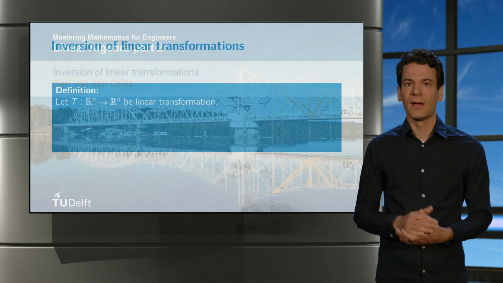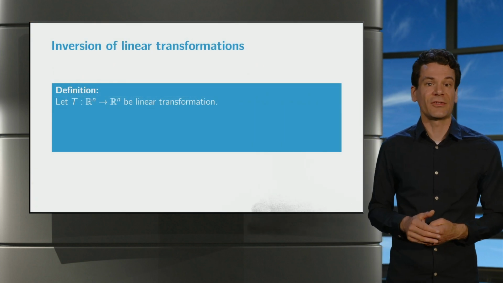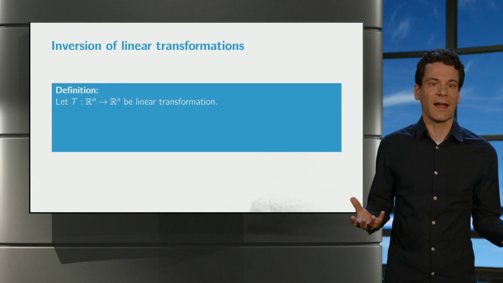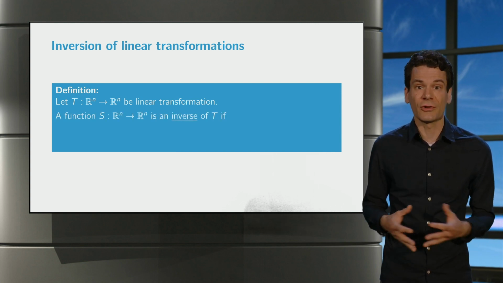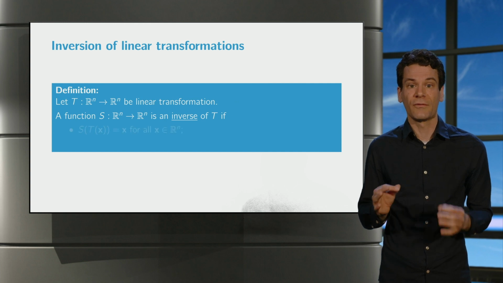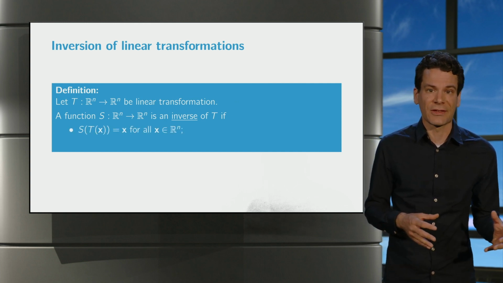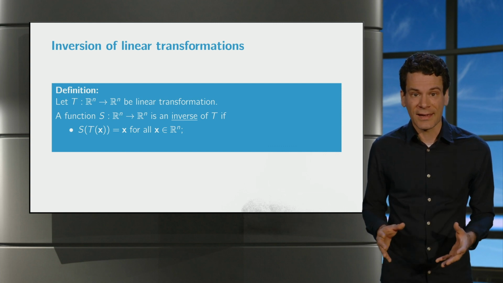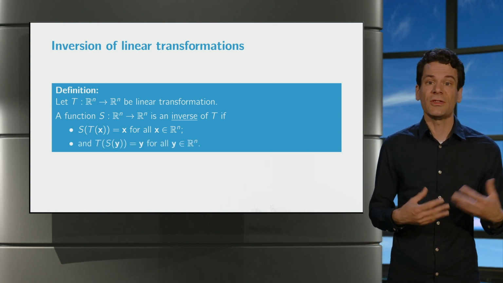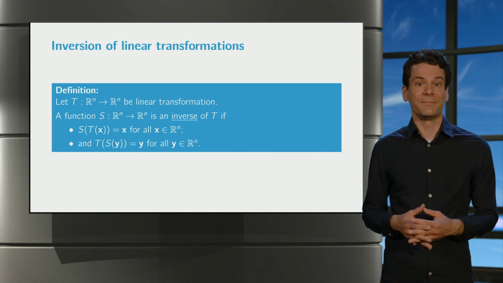Here we go. Suppose that t is a linear transformation from Rn to Rn. A function s from Rn to Rn is an inverse of t if the following holds. First, s of t of x is equal to x for all x in Rn. And second, t of s of y is equal to y for all y in Rn.